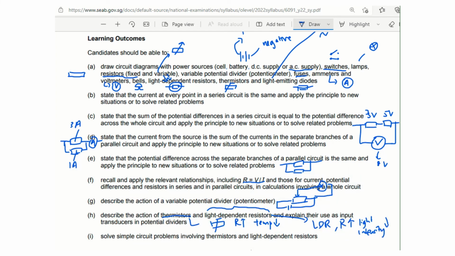So that's about it for this chapter. Basically, what you see will be application questions. They'll usually give you a circuit and ask you to find current, potential difference, and resistance. The circuit can also contain thermistors, light dependent resistors, variable resistors, and so on. And you need to be able to answer the questions. So it's basically application questions for this chapter.